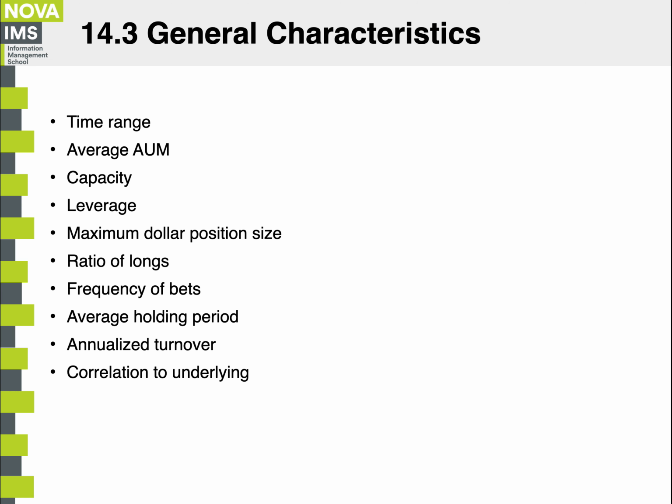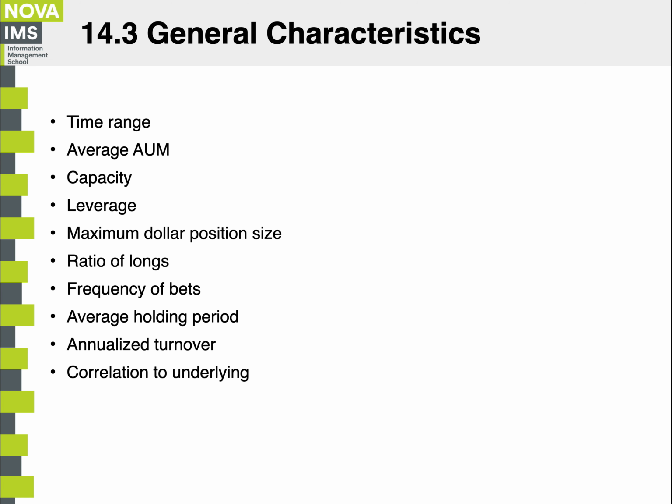Ratio of longs shows what proportion of bets involved long positions. Frequency of bets is the number of bets per year in a backtest. A sequence of positions on the same side is considered part of the same bet. A bet ends when the position is flattened or flipped to the opposite side. The number of bets is always smaller than the number of trades. Average holding period is the average number of days a bet is held.